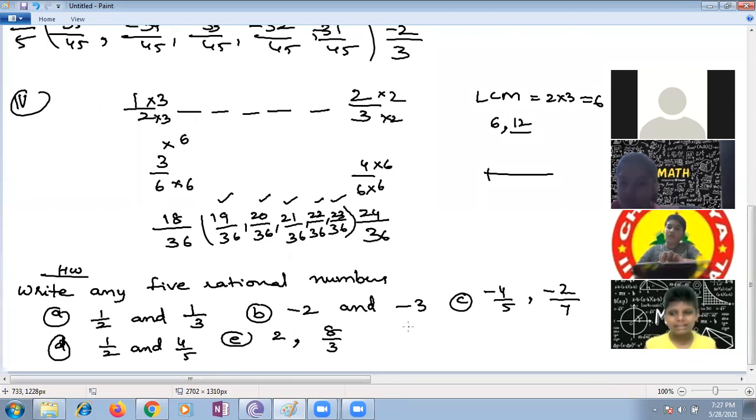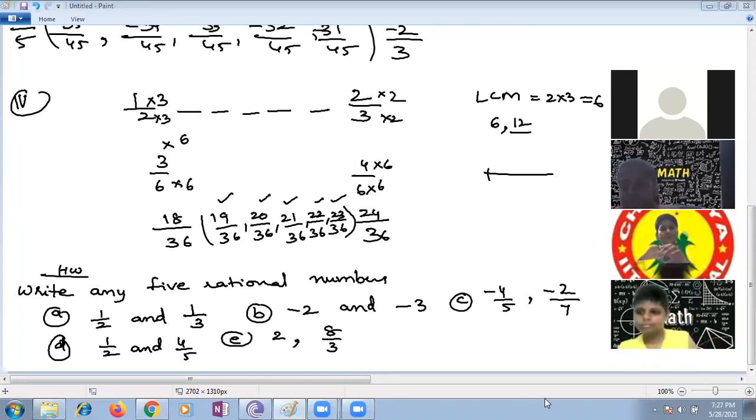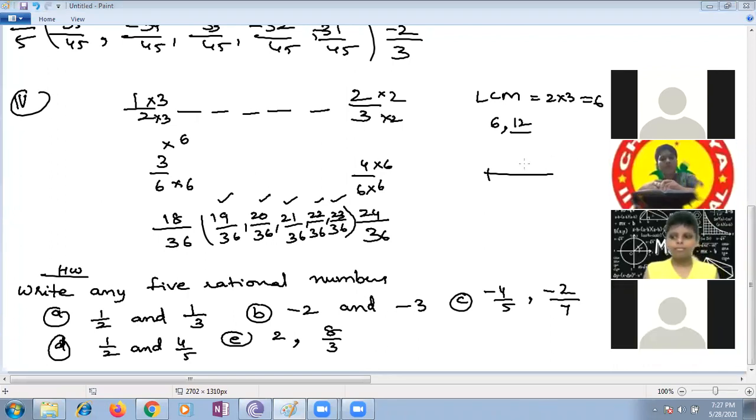Ma'am, in 2 and 8 by 3, can we keep the denominator 2 as 1? Yes, we should keep it as one and do it. Okay. Thank you, Raghu.